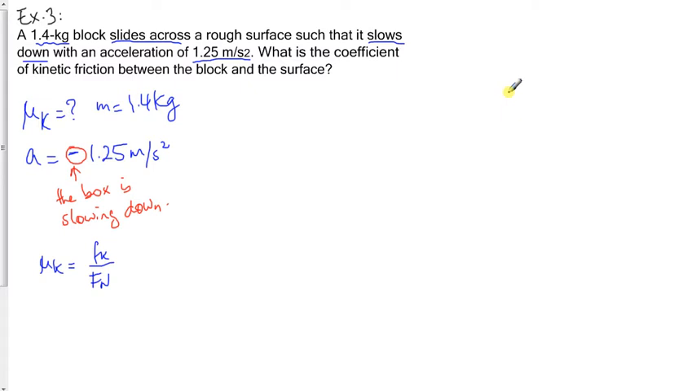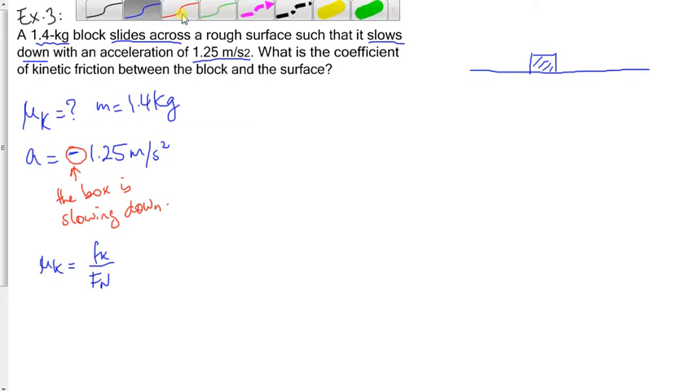So first, again, we draw the free body diagram. Let's say this is the rough surface, and this is the block. The forces acting on the block: Fg, Fn, there is no force of push, but there is force of friction, Fk.